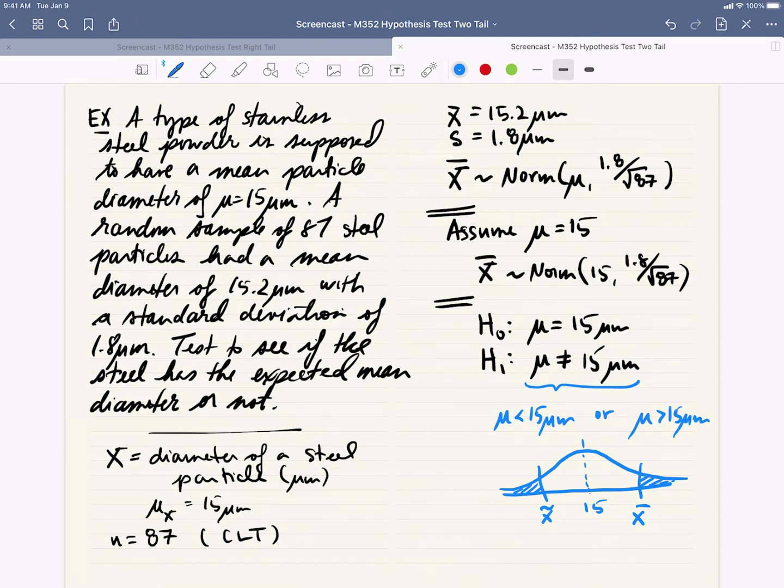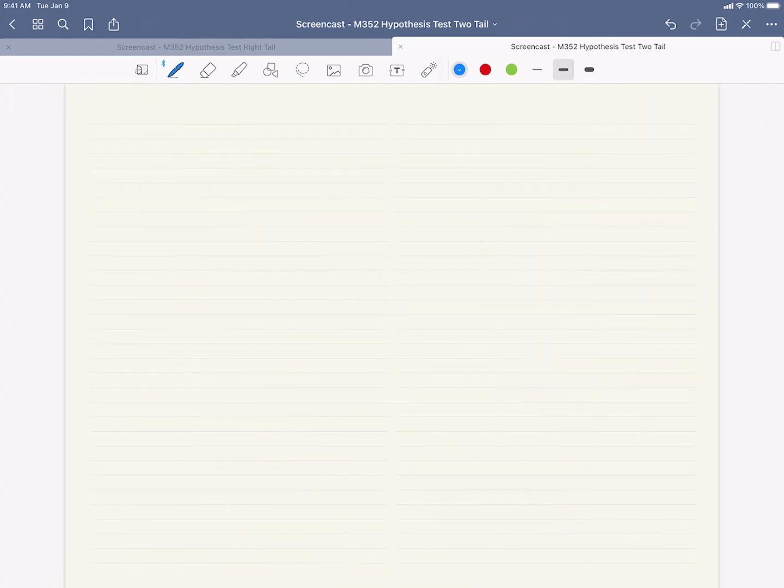Okay. So let's calculate that p-value. Let's calculate the area of these two tails.